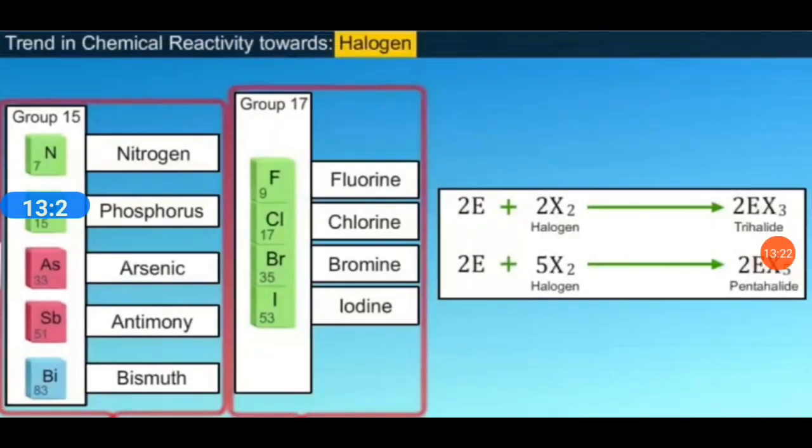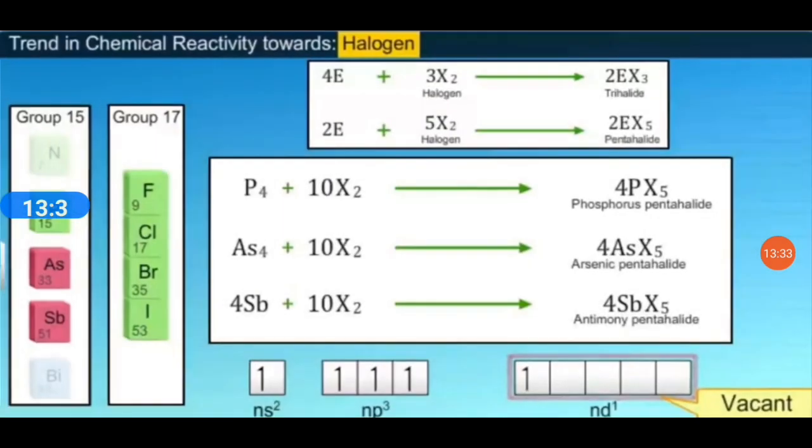Then chemical reactivity towards halogen. With halogen, it can form two types of halides of formula EX3 and EX5. The examples are shown. These elements can form PX5, AsX5, SbX5, antimony pentahalide. Nitrogen cannot form pentahalide, as told earlier, due to absence of vacant d orbitals.